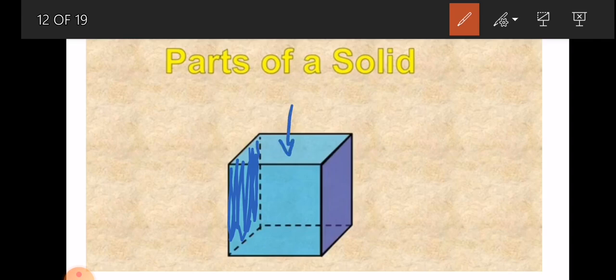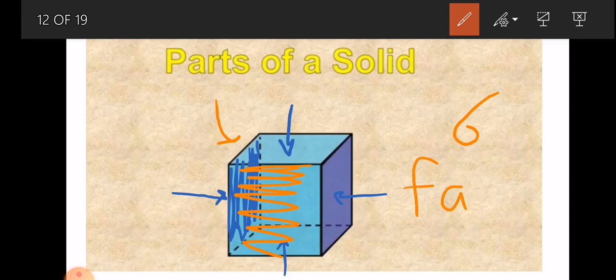Okay, and so on. How many faces do we have? 1 up, 1 down. Now there are 2. Here to the right 1, to the left 1. Now 4. Yes, then what? Then the front and the back. So how many did I count? 6 faces. Up, down, right and left, then the front and the back. So I have 6 faces in the cube.